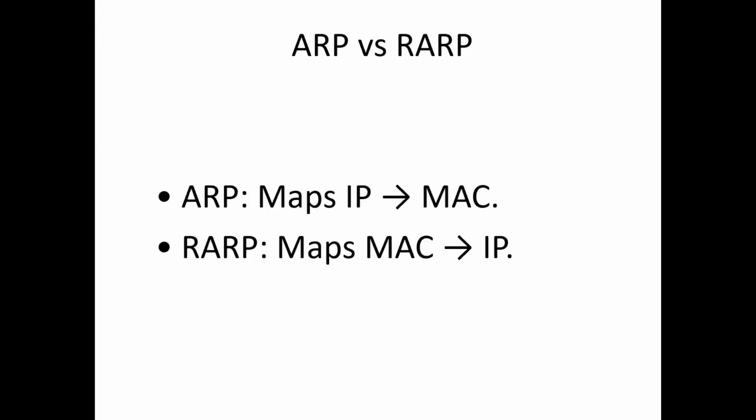Now, what's the difference between ARP versus RARP? Basically, ARP used to map an IP address to a MAC address. We used to have the IP address, and with the help of the IP address, we could obtain the MAC address with the help of ARP, a protocol. But what RARP does is the opposite. It helps in mapping the MAC address to the IP address. If you know the MAC address, then you can easily obtain the local computer's IP address.